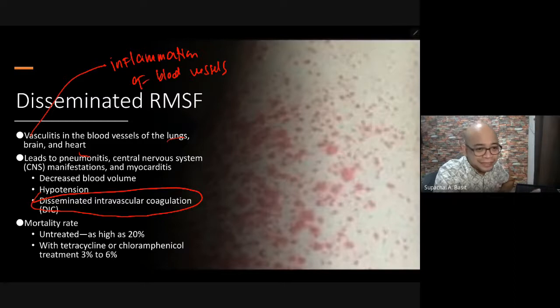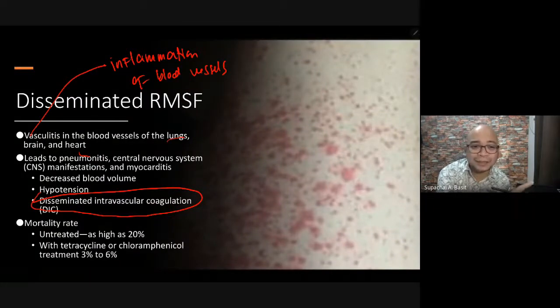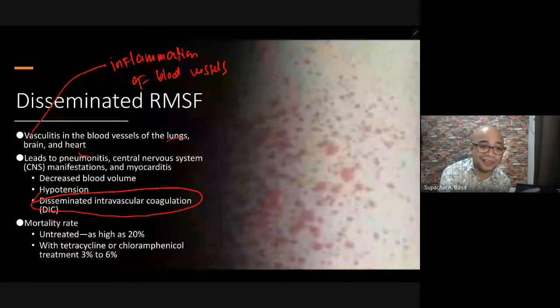So, but the mortality rate is as high as 20% if the person is untreated. But it actually reduced to 3 to 6% once antibiotic therapy has been initiated. So the ideal antibiotics would include tetracycline and chloramphenicol for disseminated Rocky Mountain spotted fever.